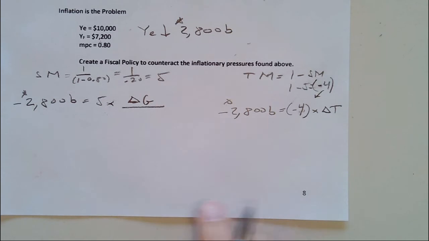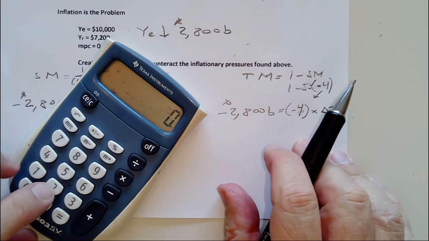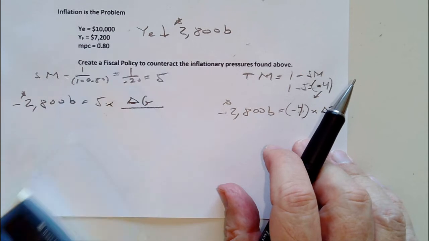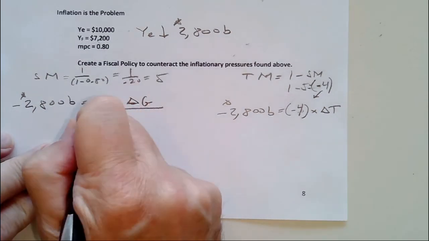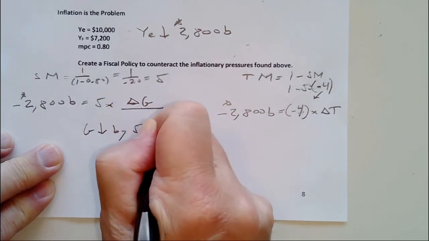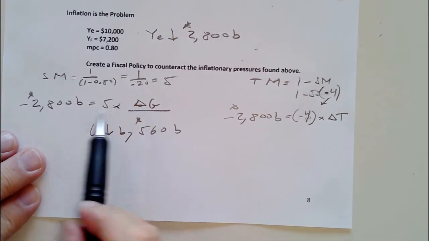So we get our calculator. We want to divide both sides by 5, and so we're going to take 2,800 divided by 5, and that is 560. So the correct answer here is we want to decrease government spending by $560 billion. We want this to be a negative number because we want income to go down.